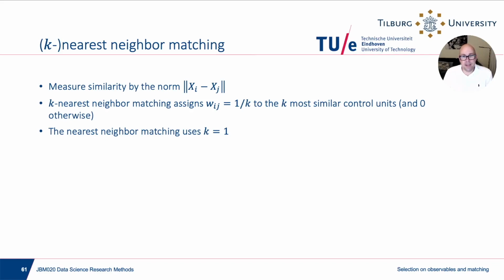And then the k nearest neighbor matching approach would assign a weight of 1 over k, w_ij is 1 over k, to the k most similar control units according to that measure. And nearest neighbor matching basically uses k equal to 1, right? And if there are 2 units that are exactly as far away from x_i as one another, then one basically does take the average between those 2 units.